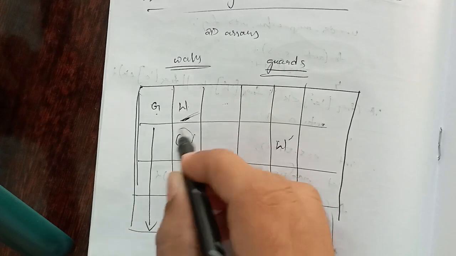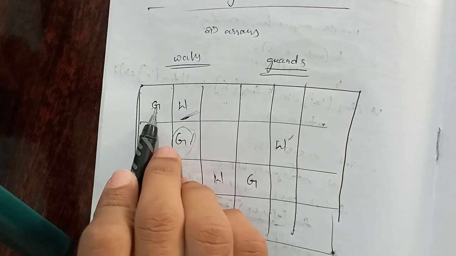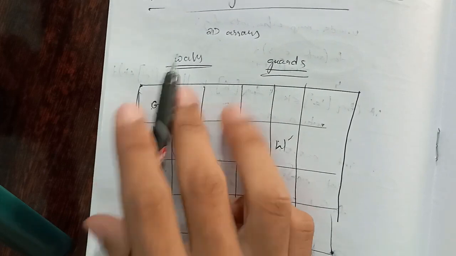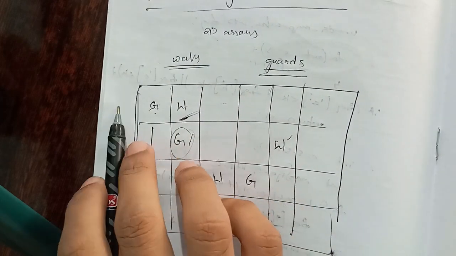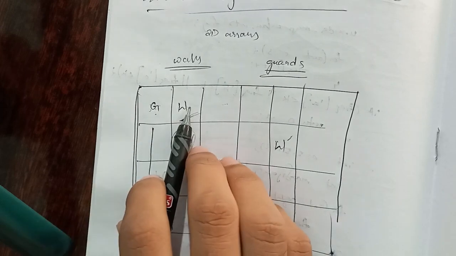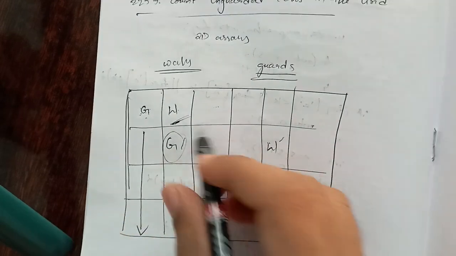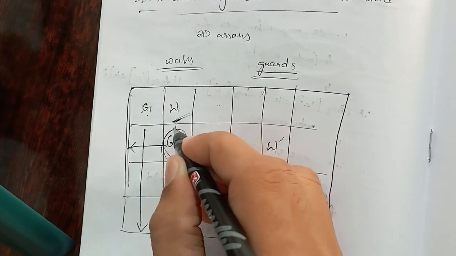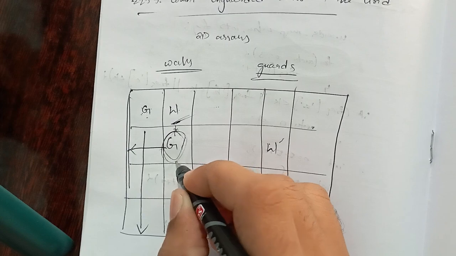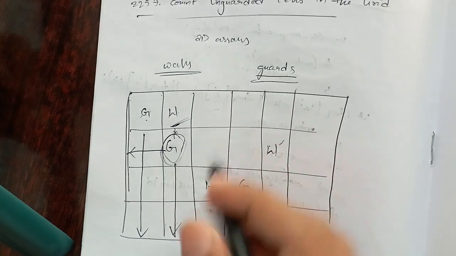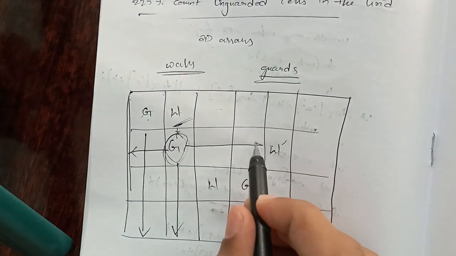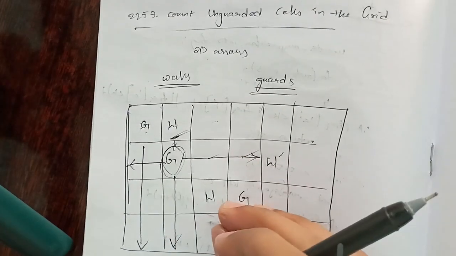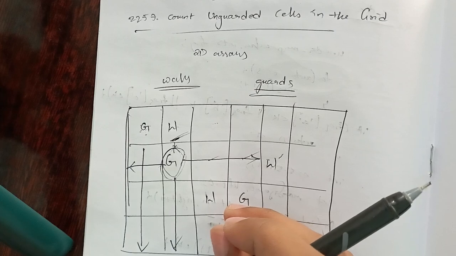Then coming to this guard, he can see only from the bottom, not from the top as there is no cell on the top, and not from the left, or even from the right, as there is a wall on the right. And then this guard can see here, and there is a wall obstacle, he cannot see further. Then he can see till here. That means he can see this cell and this cell.